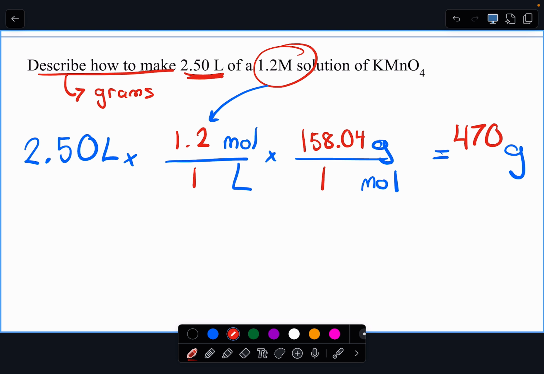Okay, so 2.5 liters. You add 470 grams, you put some water in it, you dissolve it, you mix it up, and then you fill it up so that it's a total of 2.5 liters. When you do that, you now have a 1.2 molar solution. Okay, so that's how you made that original solution. Then you can use that to determine how much you're going to use in a particular experiment.